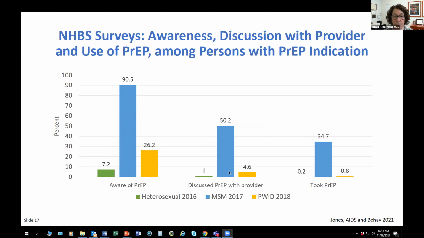In terms of discussing PrEP with a provider, half of men who have sex with men reported that they had discussed PrEP with the provider, but it was less than 5% of people who inject drugs and only 1% of heterosexuals. And in terms of actually taking PrEP, it's about 35% for men who have sex with men, but less than 1% for the other two groups.